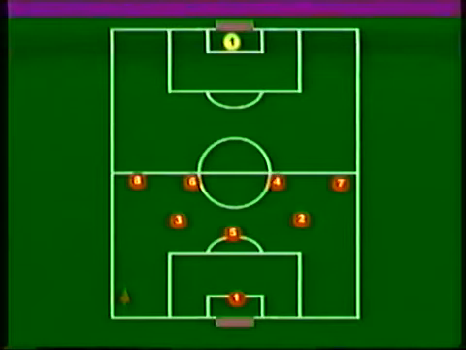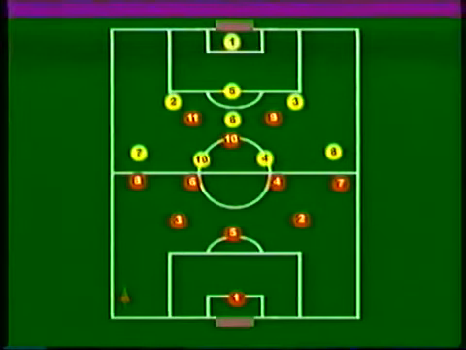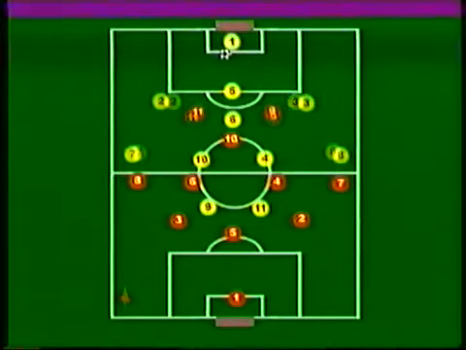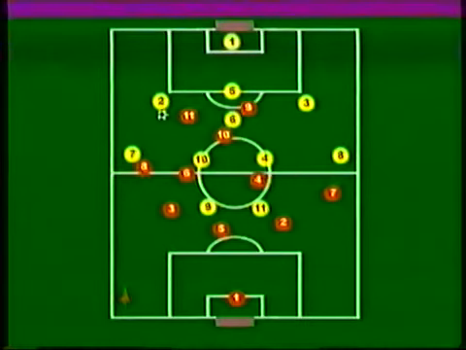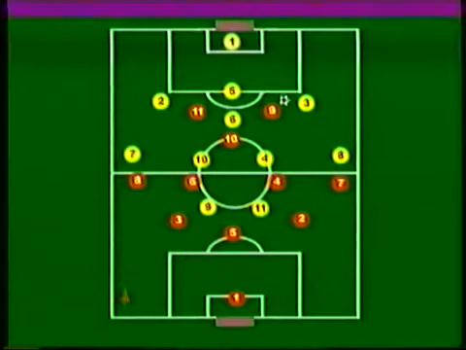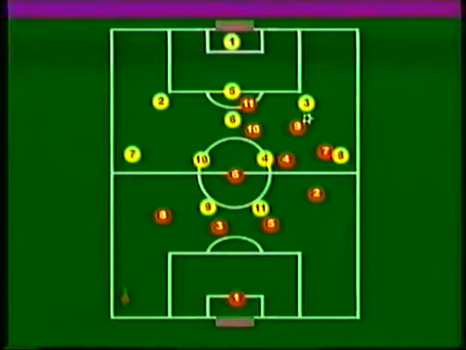The 3-4-1-2 against the 3-5-2. In order to apply pressure in the opponent's defensive third of the field, the forwards are required to pressure the opposing defender with the ball.